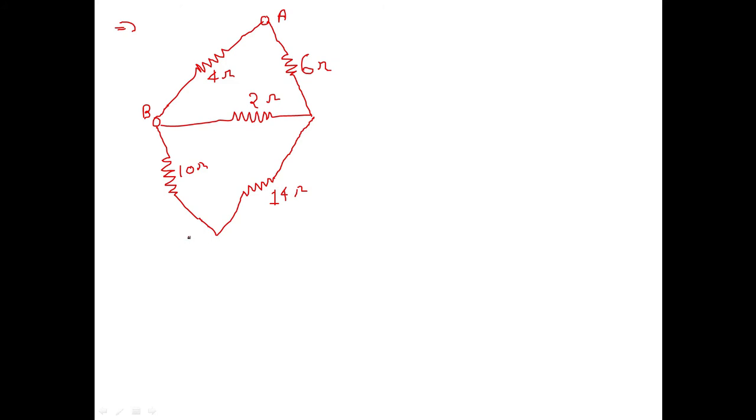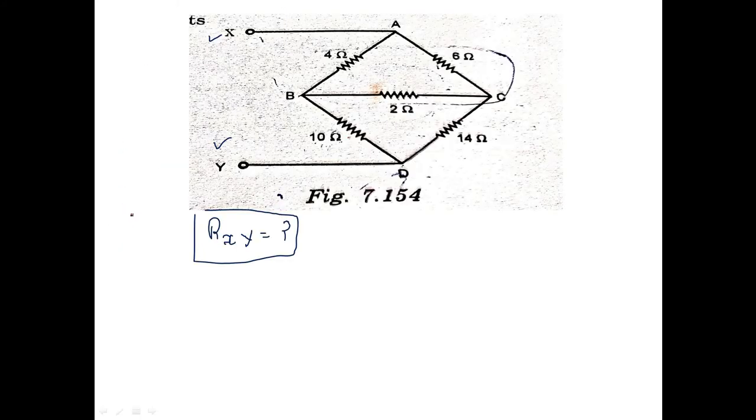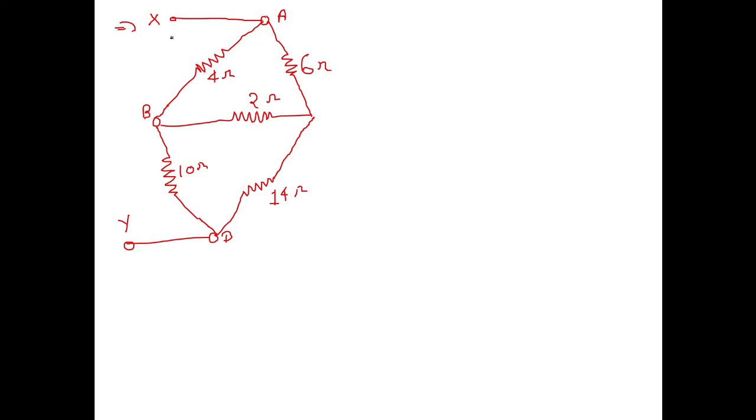Now this is in the form of a bridge circuit, and we have to find the equivalent resistance. So this is our basic circuit, and this is our X terminal and Y terminal, as you already saw in the previous slide. We have to find the resistance across X and Y, and these are the 4 ohm, 6 ohm, 2 ohm, 10 ohm and 14 ohm resistances. So this is a form of bridge circuit.